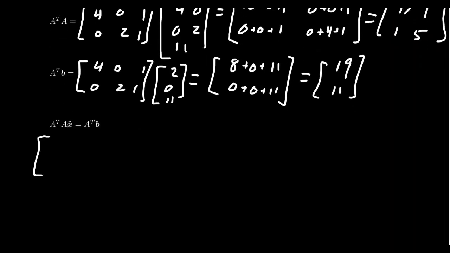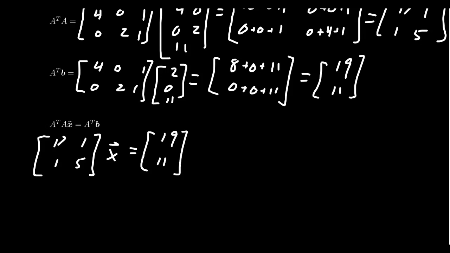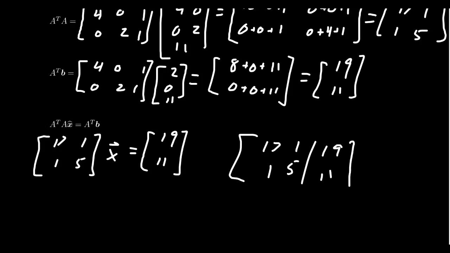So if we write this down, we have [17, 1; 1, 5] times x. This should equal (19, 11). And you can solve this in a lot of different ways, like you've solved so many systems of equations. You could try Gauss elimination or Gauss-Jordan elimination. You can augment the matrix and row reduce it. That is an acceptable way.